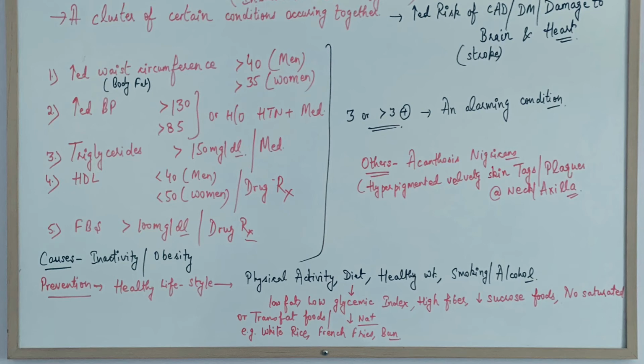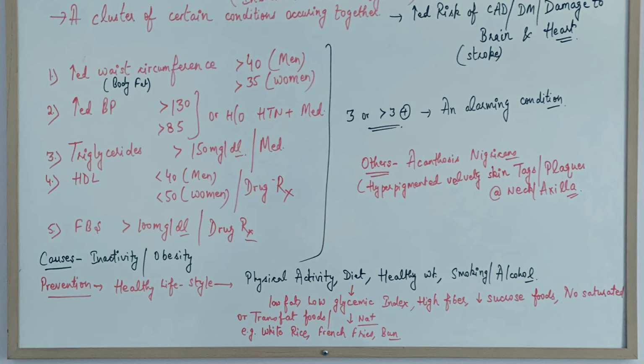And the third thing is high fiber. The patient should consume foods which are rich in fibers, for example raw fruits and vegetables, and salads. The patient should decrease the consumption of foods which are rich in sugar, the sucrose, and avoid saturated or trans fats. And he should reduce the intake of sodium, because sodium can ultimately lead to hypertension.